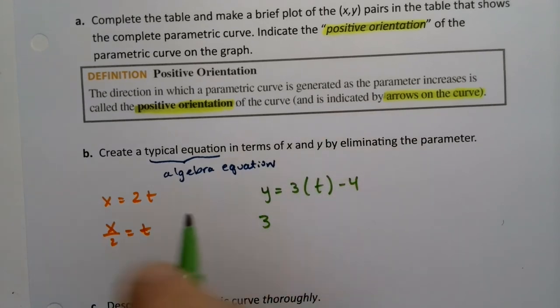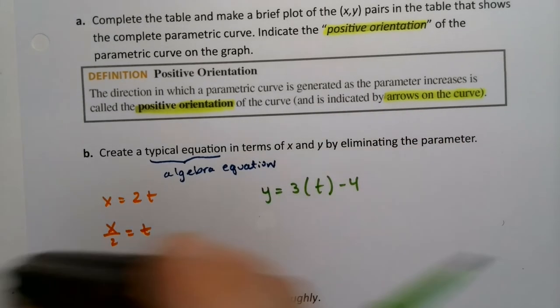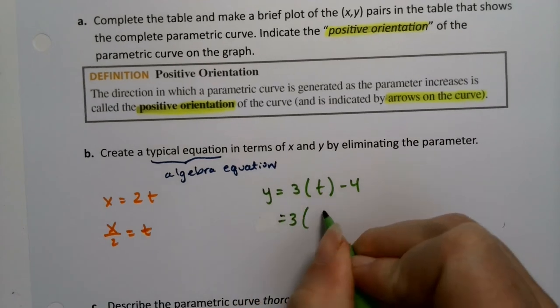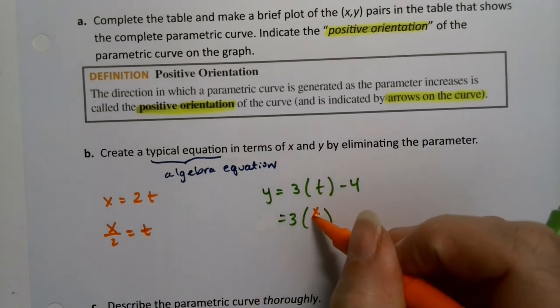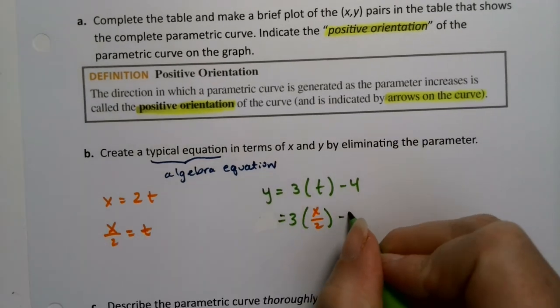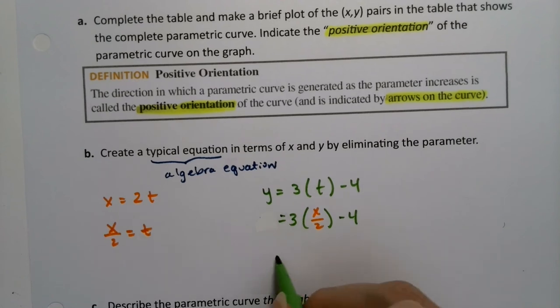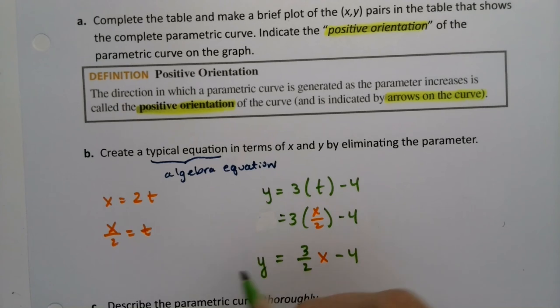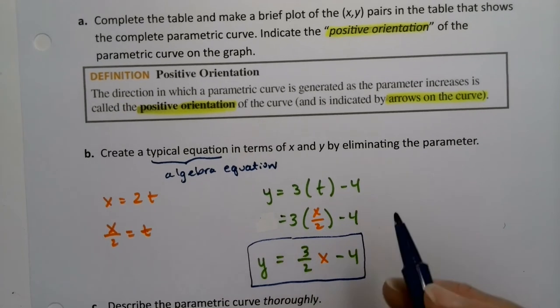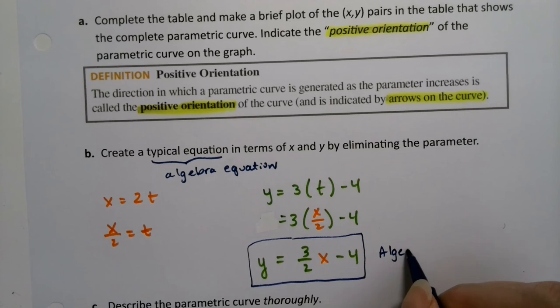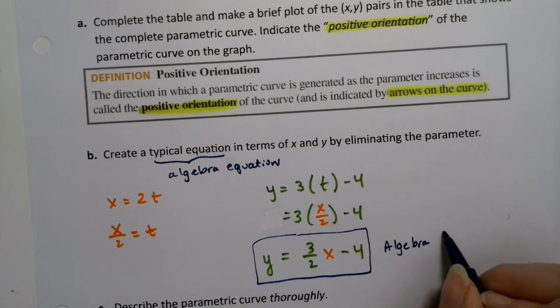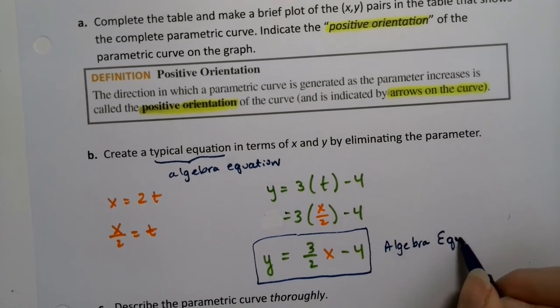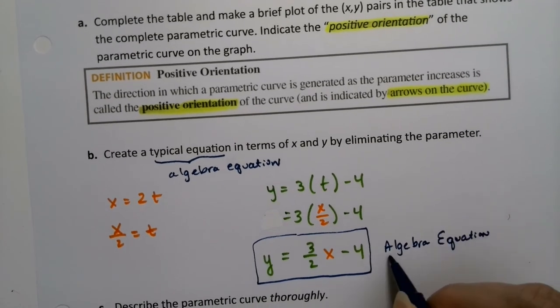So instead of putting in t, we could put in x over 2, minus 4, which is really 3/2 x minus 4. And thus, we have an algebra equation, because that's what that line segment would have looked like in algebra class.